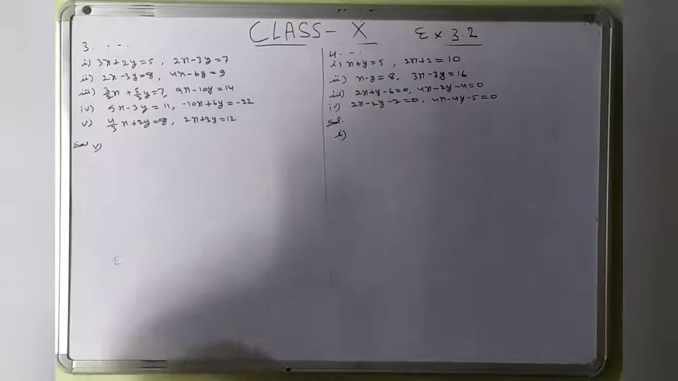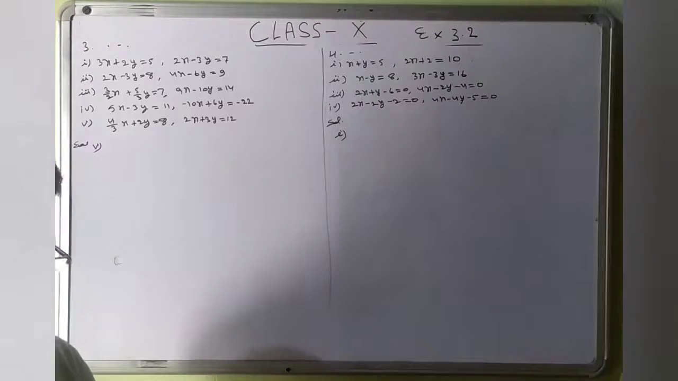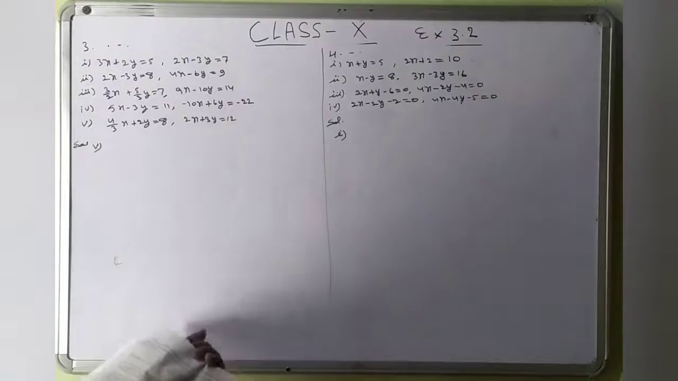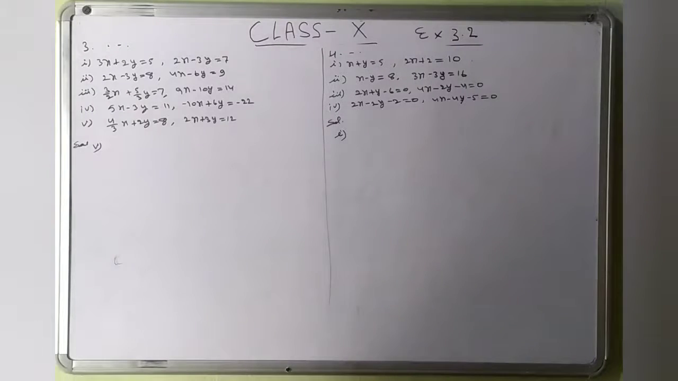Question number 3. On comparing the ratios a1 upon a2, b1 upon b2 and c1 upon c2, find out whether the following pair of linear equations are consistent or inconsistent. If the lines are parallel, then it is inconsistent, and in the other two cases it will be consistent.